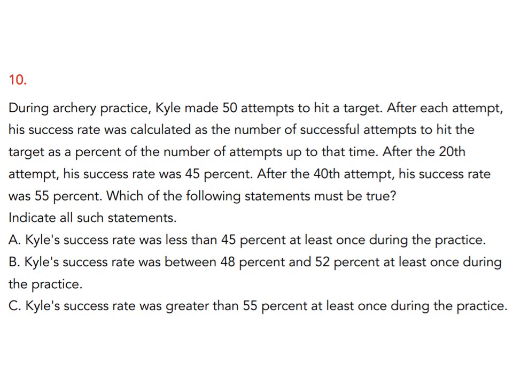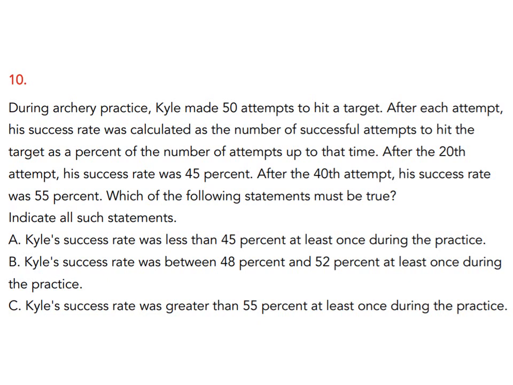Indicate all such statements. Option A says Kyle's success rate was less than 45% at least once during the practice. As the question says, after the 20th attempt his success rate was 45%. It is unlikely that during the practice his success rate would be less than 45%. We can check it with an elaborate calculation, but our intuition says that it may not be possible. At least, "must" doesn't match with option A.